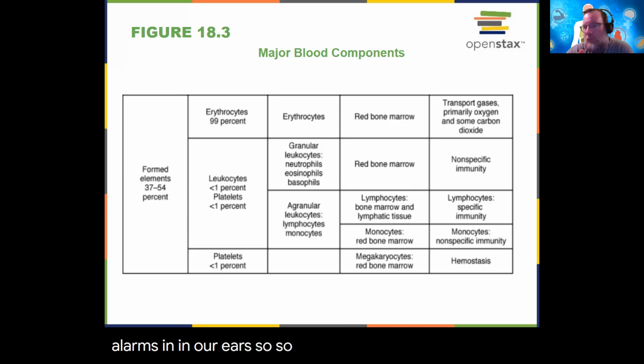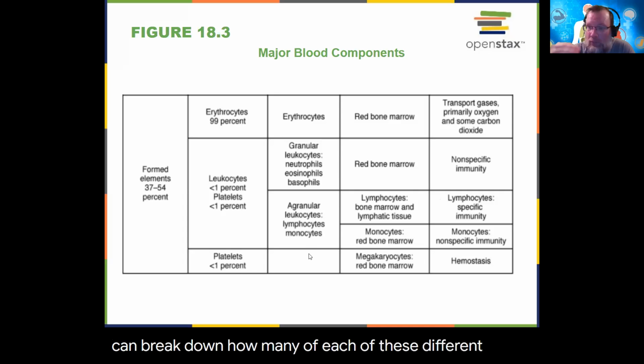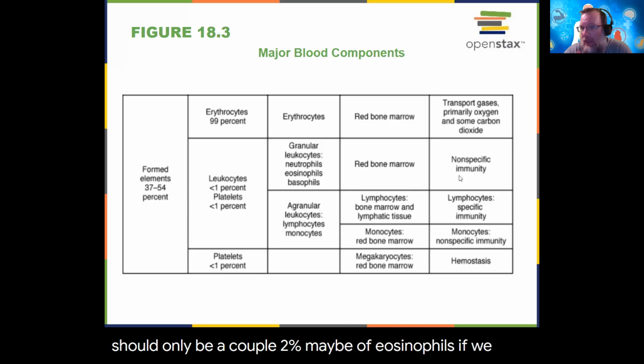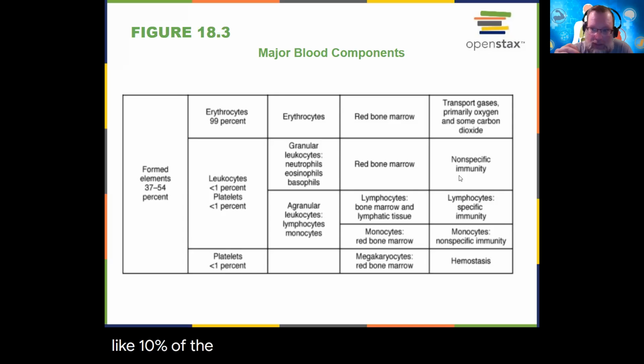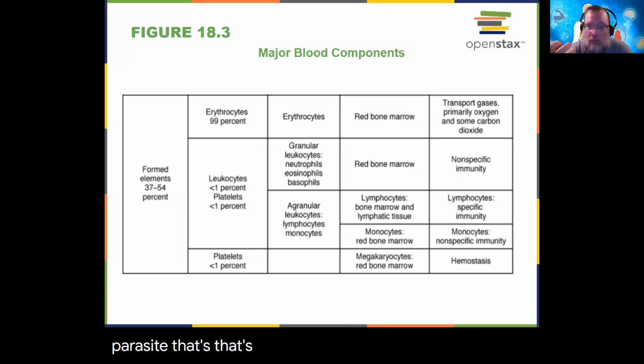So we may run a CBC first off, just to make sure that everything's on the up and up, and we can do what's called a differential white blood cell count. So we can break down how many of each of these different white blood cell types are there. There should only be a couple percent, maybe 2%, of eosinophils. If we see like 10% of the white blood cell count is eosinophils, that could be an indicator that I have some sort of intestinal parasite that's consuming the food that you're consuming. That's why you're losing weight.